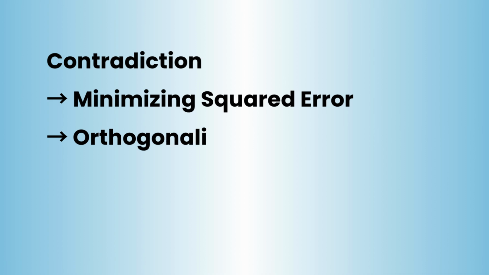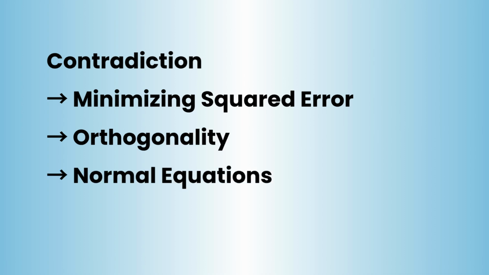We started with a contradiction. We defined best as minimizing the squared error, which gave us the name least squares. We then used the geometric clue of orthogonality to derive the normal equations, a new solvable system for the best fit answer.